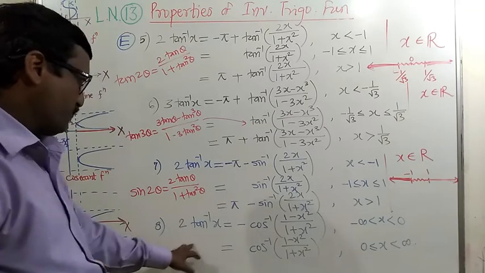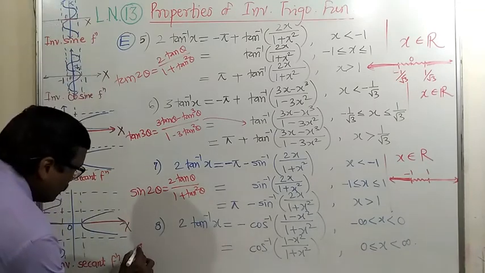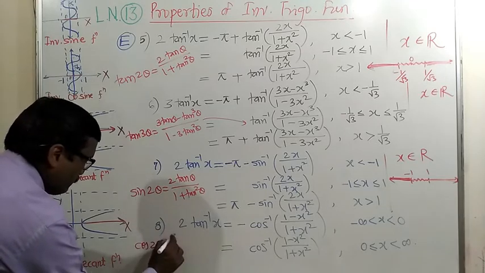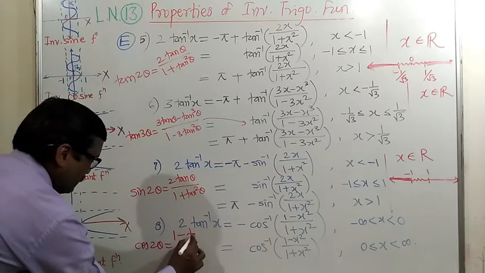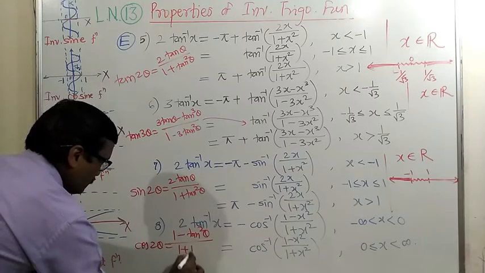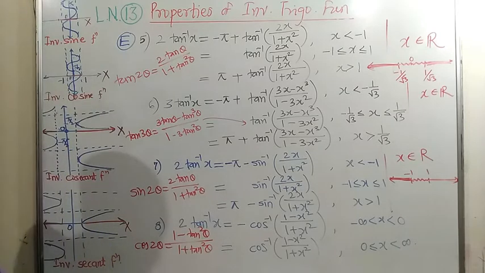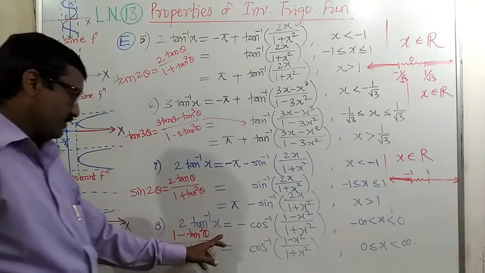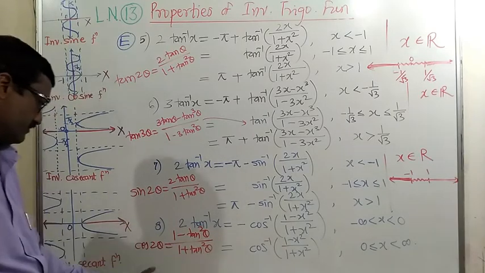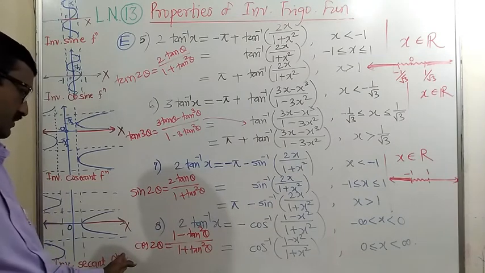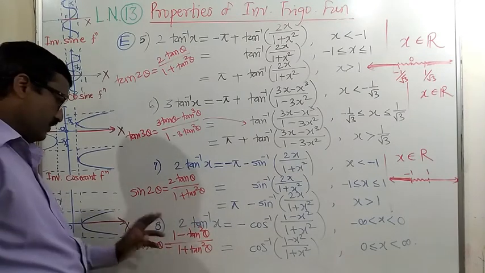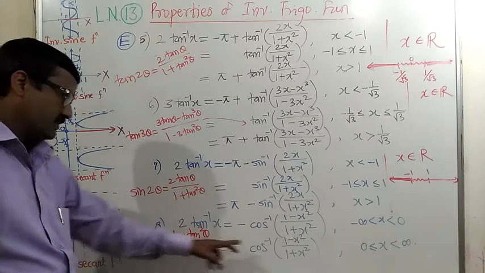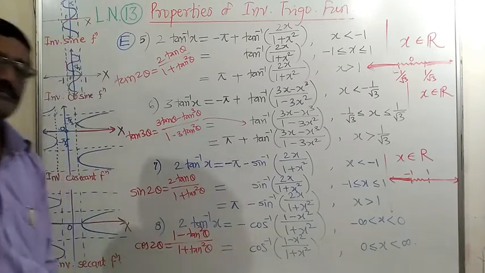Now the last one is 2 tan inverse x in terms of cos inverse. You know the formula again, cos 2 theta in terms of tan is 1 minus tan square theta upon 1 plus tan square theta. Remember from this the formula for double inverse tangent function, taking this tan to the left, it becomes 2 tan inverse x is equal to cos inverse of 1 minus x square upon 1 plus x square whenever x is positive.